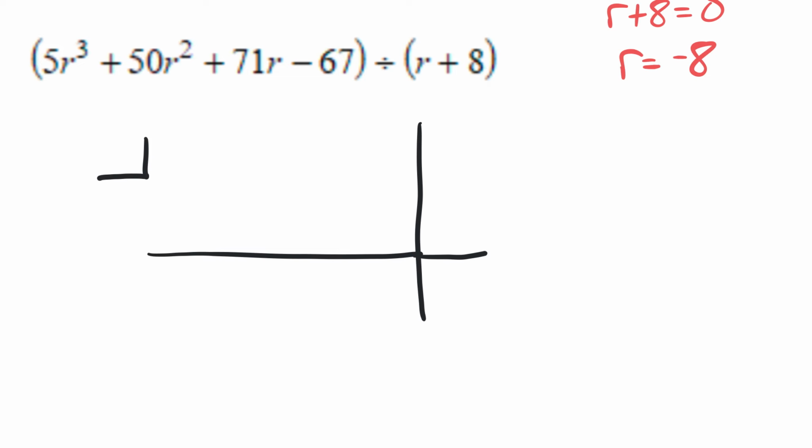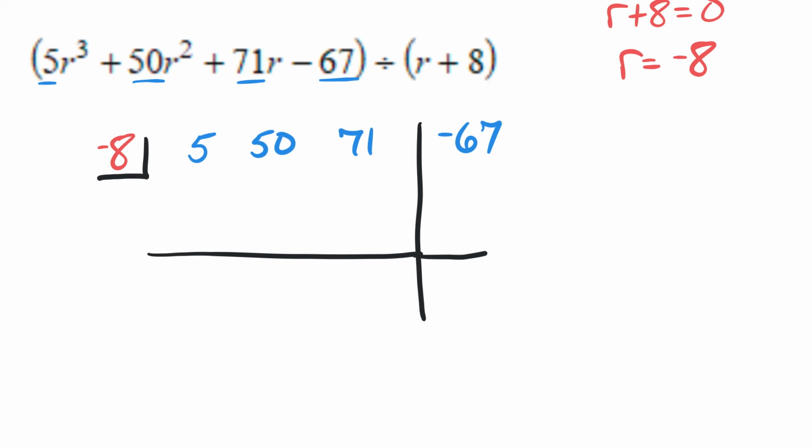Remember, what we input are the leading coefficients. So that would be 5, 50, 71, and -67. And our magic number is going right there.